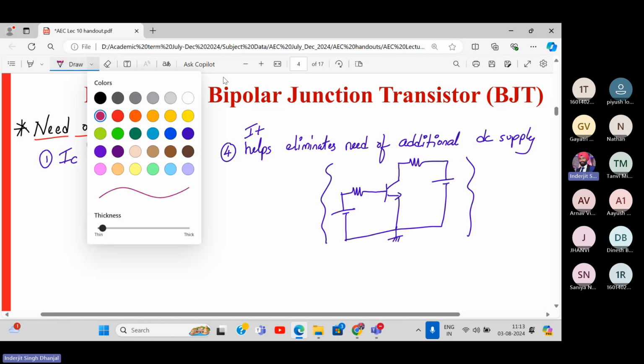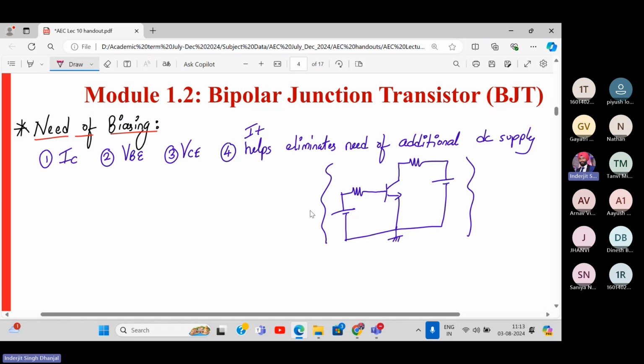So basically my focus is these two. I'm not interested in anything else. So this was VBB and this was VCC. So how many power supplies do you require for changing the input and output? How many external supplies are required here? You require two external supplies.